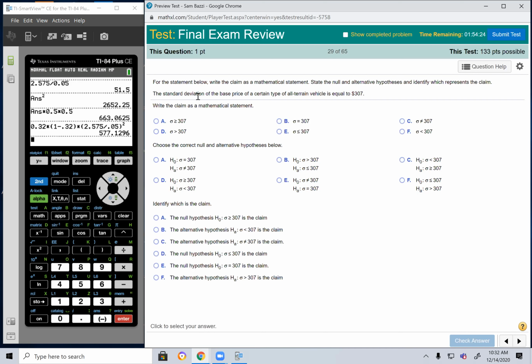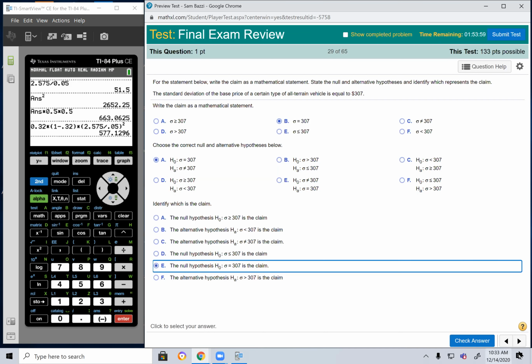Write the statement. Standard deviation of the base price of a certain type of all-terrain vehicle is equal to 307. So equal, it will be right here. What's the alternative, guys? You guys agree with me? It will be not equal to, so it will be this. Identify which one is the claim. Well, since it's an equal, it's in the null hypothesis, so it will be the null hypothesis right here.